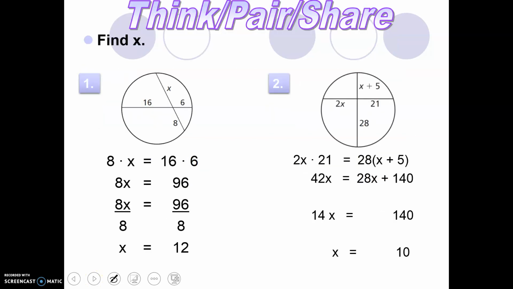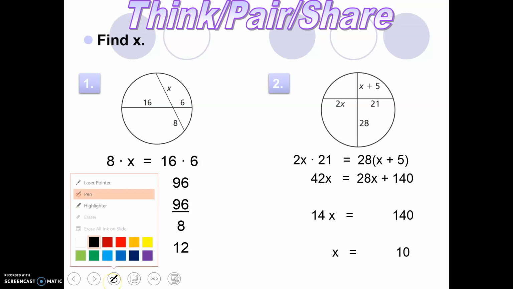All right, well, here are the solutions. As you see on number 1, we have 8 times x equals 16 times 6. That gives you 8x equals 96. Dividing both sides by 8 will give us a solution of 12.